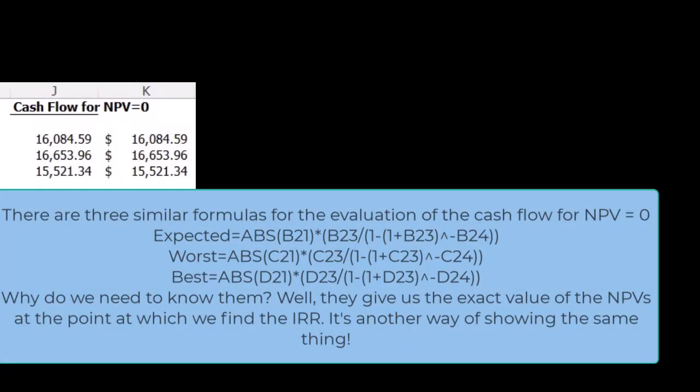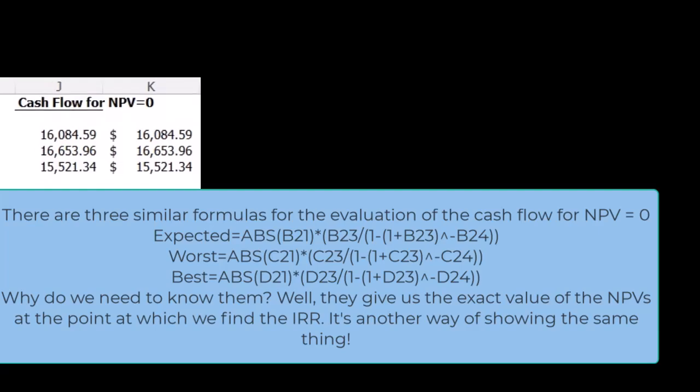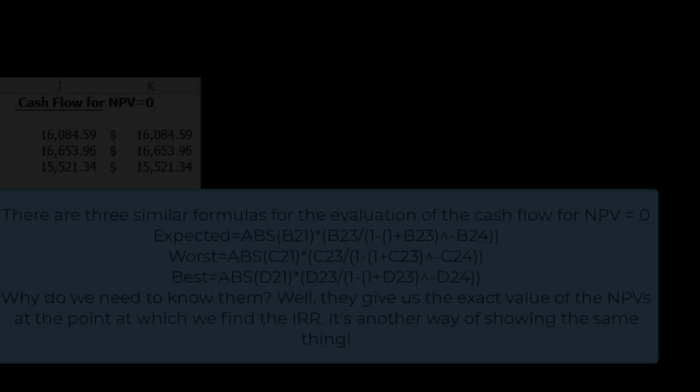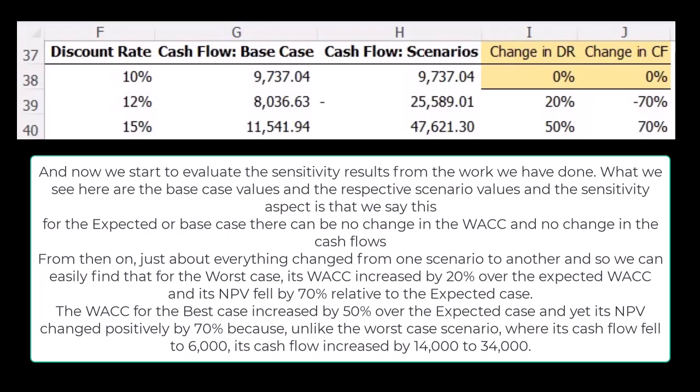There are three similar formulas for the evaluation of the cash flow for NPV equals 0, as you can see there. And why do we need to know them? Well, they give us the exact value of the NPVs at the point at which we find the IRR. It's another way of showing the same thing. And now we start to evaluate the sensitivity results from the work we've done.